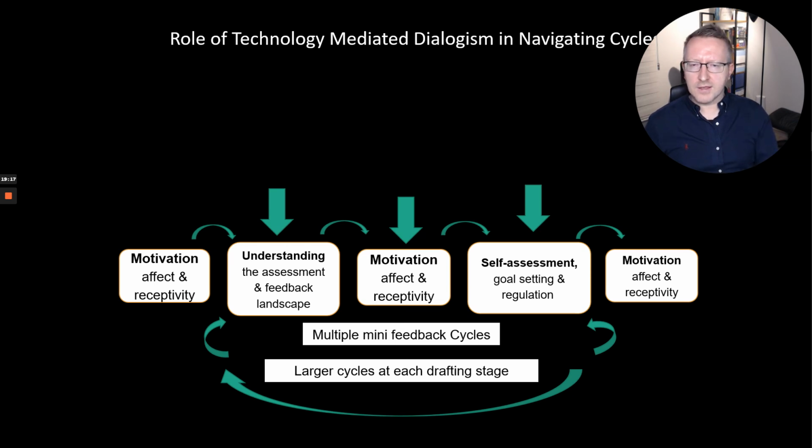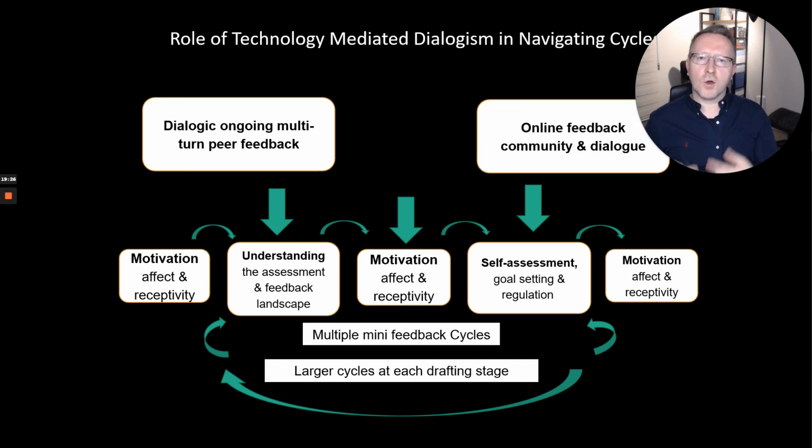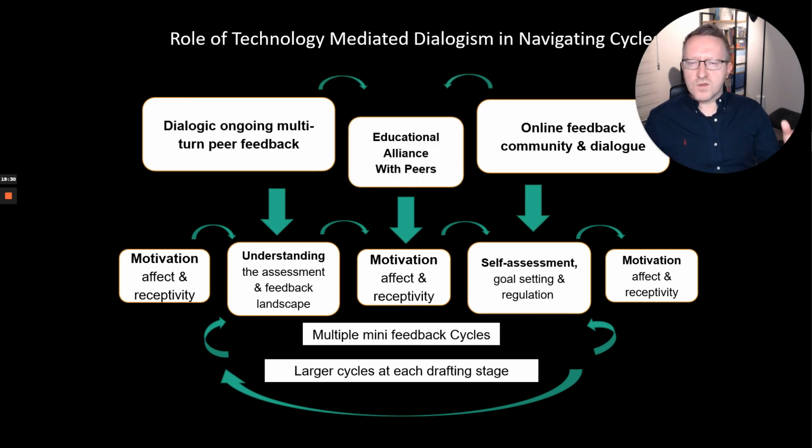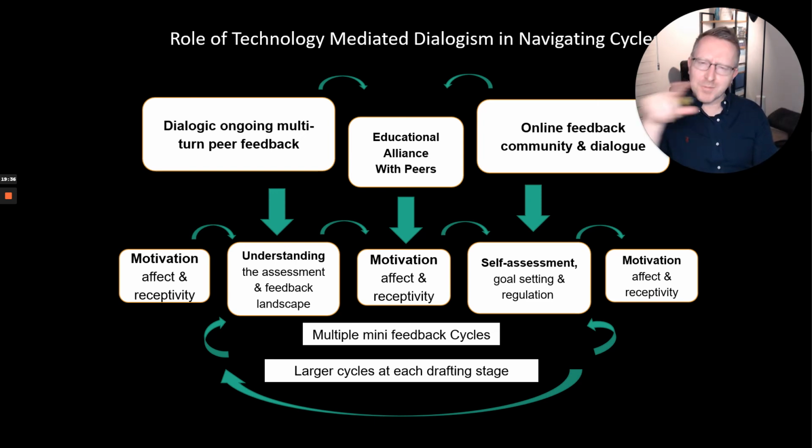So basically, the role of technology here in navigating the cycles is that the dialogic, ongoing, multiple-turn feedback and the online feedback community and dialogue result in this educational alliance with peers, which gives motivation to engage in this cycle, and it keeps them in the cycle. And I think they did much more work with each other than they did with me, although my feedback was also considered effective and so on.